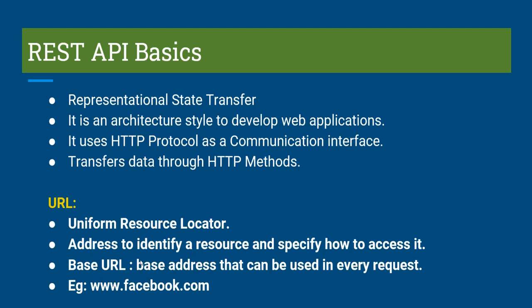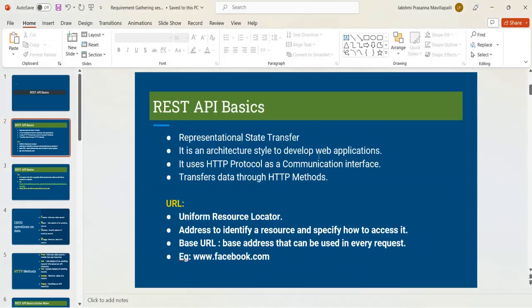A URL will have a base URL. We already discussed it in our basics. It is common for all the requests. So base URI means, for example, www.facebook.com. Till here it is the same for any Facebook request, if you observe. Later on you will see a couple of things like slash something and all. Let's see that as well.